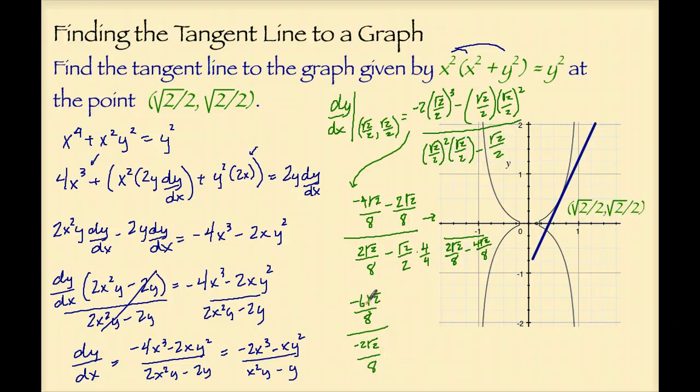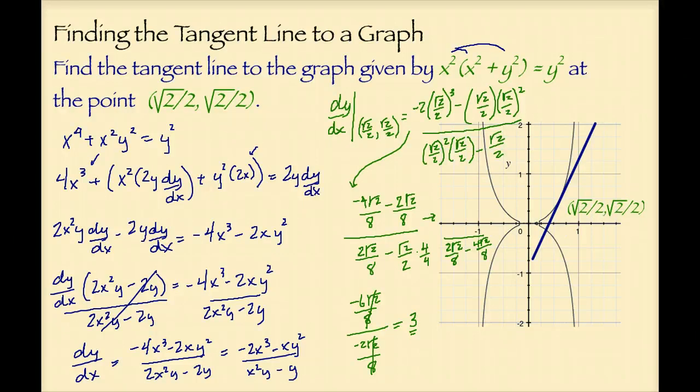Now we can think of this as a negative 6 multiplied by square root of 2 over 8, over a negative 2 multiplied by a square root of 2 over 8, and this simplifies to 3. Believe it or not, that is the slope of the tangent line at the point square root of 2 over 2, comma, square root of 2 over 2.